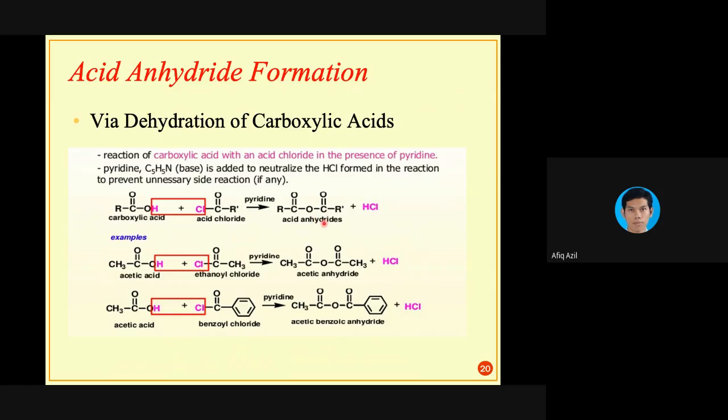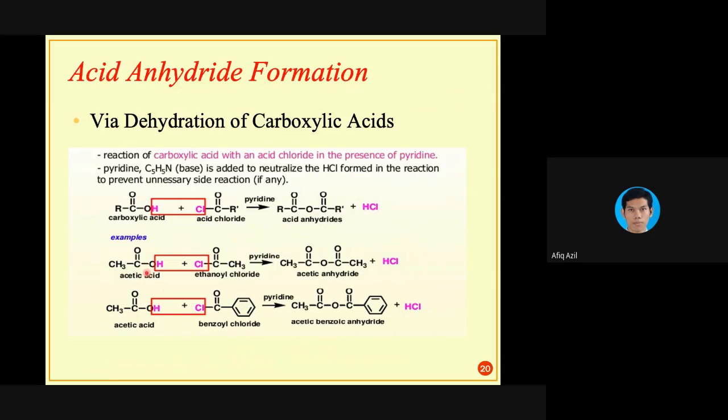Acid anhydride. Once you have this acid anhydride, you can actually turn it back to become carboxylic acid just by mixing with water. It will then get separated or hydrolyzed back into the corresponding carboxylic acid.